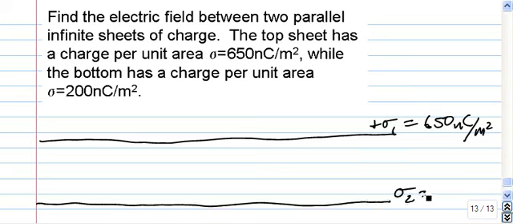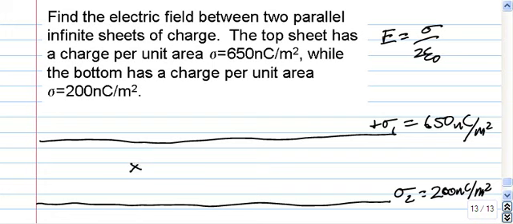Sigma 2 is equal to 200 nanocoulombs per square meter. The question is, what's the field in the region between them? Well, we can use the fact that the electric field for an infinite sheet of charge is just sigma over 2 epsilon naught. Note that the magnitude doesn't depend upon the distance away from the sheet. So if I just go to any point in the interior here, it's always going to have the same electric field. It'll be constant. We just need to find that magnitude.